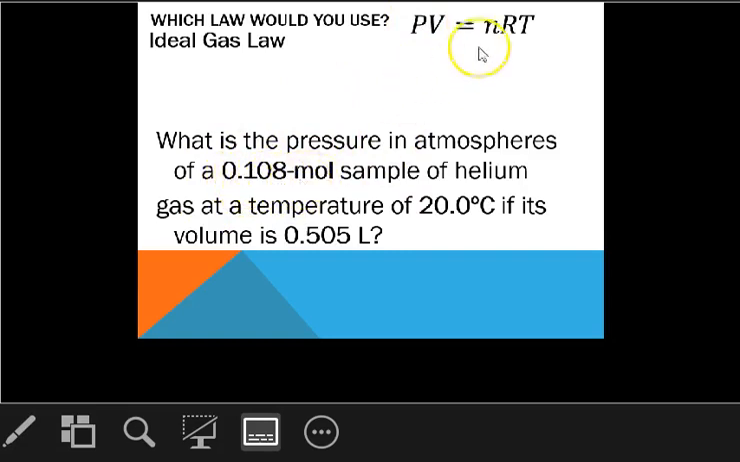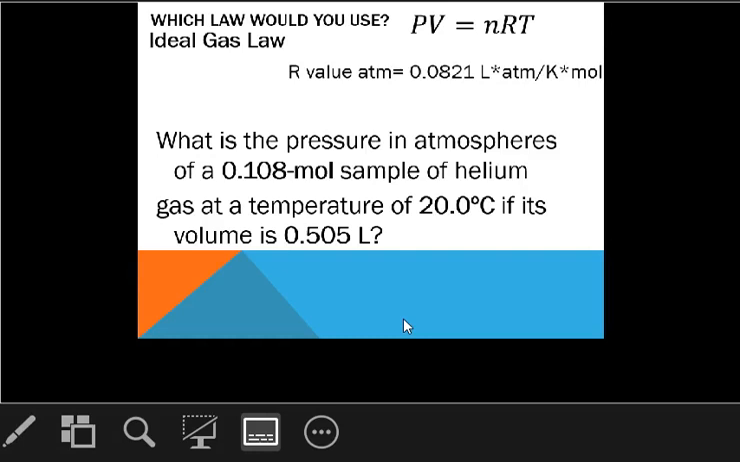0.108 mole sample. That's my N. At a temperature of 20 degrees Celsius. Once I convert that to Kelvin, that will be my T. And the volume is 0.505 liters. That's already in liters, so that's already in ideal conditions. Remember, you do need an R value to solve this problem.